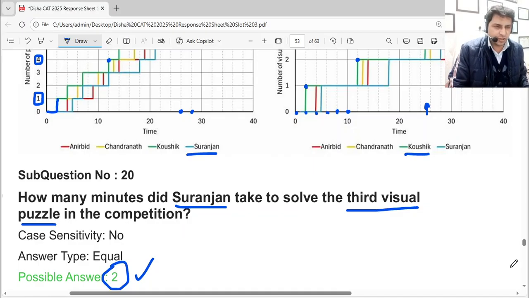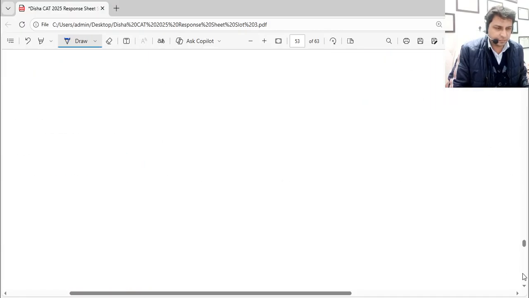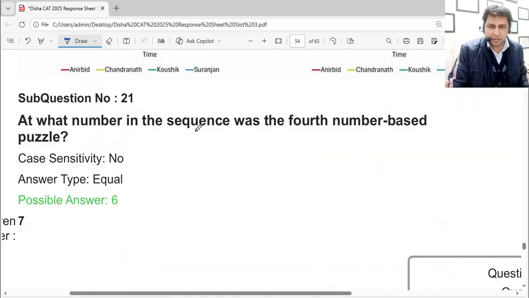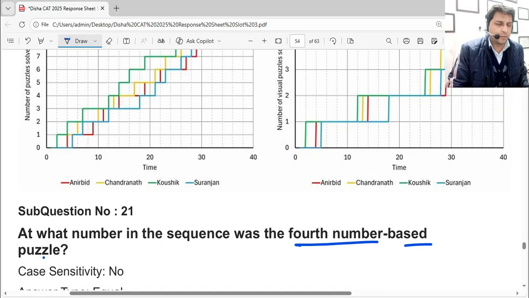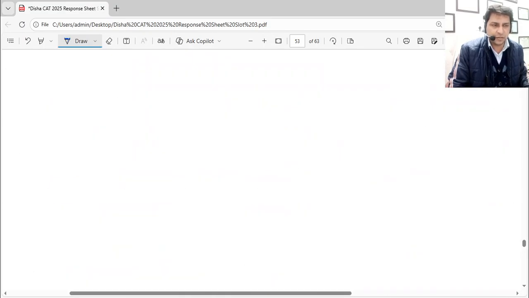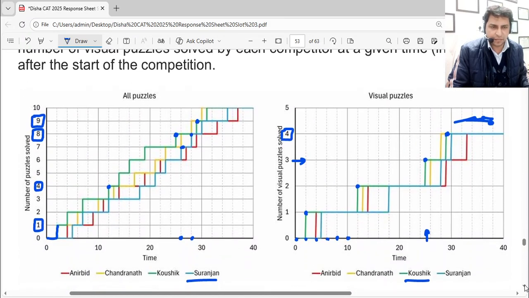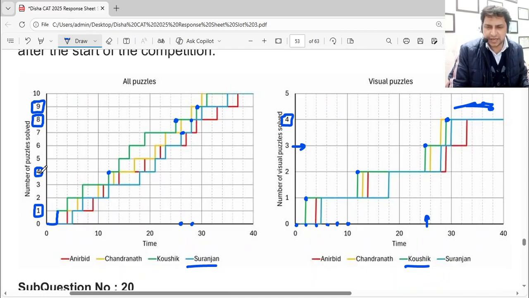Let's look at the next question now we have. At what number in the sequence is the 4th number based puzzle? In the previous question we found out which puzzles were the visual ones. So the first visual is 1, second is 4th, third is 8th, and 4th is 9th. So for number based puzzles, the first was 2, second was 3, third was 5th, and the 4th number based puzzle was 6.